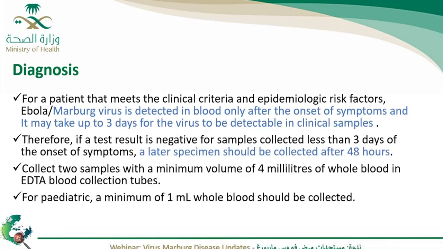To diagnose the disease in a patient who meets the clinical criteria and epidemiological risk factors for Ebola or Marburg virus disease: the virus is detected in the blood only after the onset of symptoms, and it may take up to 3 days for the virus to be detectable in a clinical sample. Therefore, if the test result is negative for a sample collected less than 3 days after the onset of symptoms, a later specimen should be collected after 48 hours. Collect two samples with a minimum volume of 4 ml of whole blood for adults, and for pediatrics, 1 ml is enough.